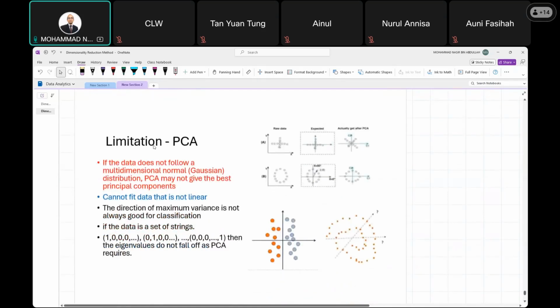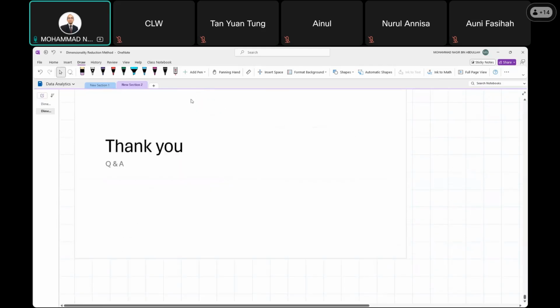If the data does not follow a multi-dimensional normal distribution, it will not give the best principal components, because the first step is to normalize the data using the standard normal distribution. Data that is not linear cannot be fit in the model, because the assumption of normal distribution is that the data should be linear. Okay, I think that's all.